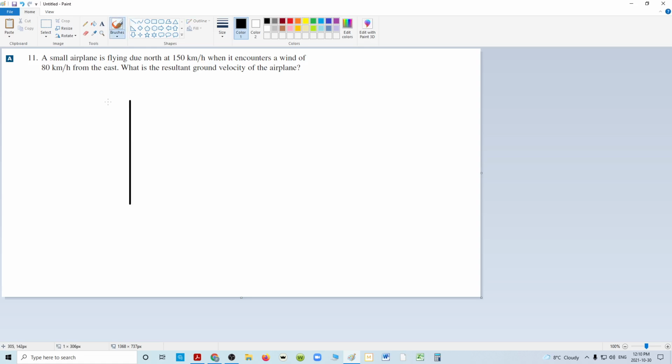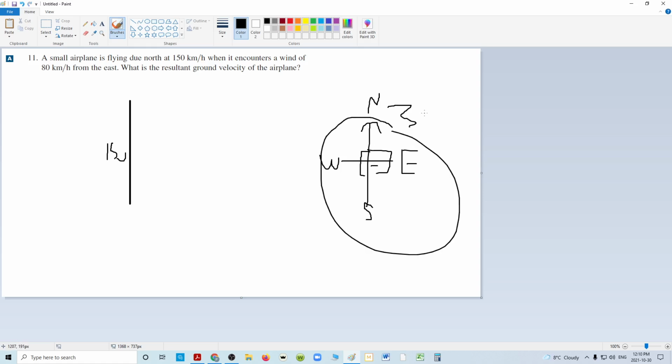Just do that. Due north, 150. When it encounters a wind 80 kilometers from the east, so it's coming from here and going from there. Wherever you want to remember your compass, start with north, draw a thing like that, and the thing to the left is always west. Once you get those two down, the rest are just opposite directions. They're always 90 degrees to each other, and a compass has 360 degrees.